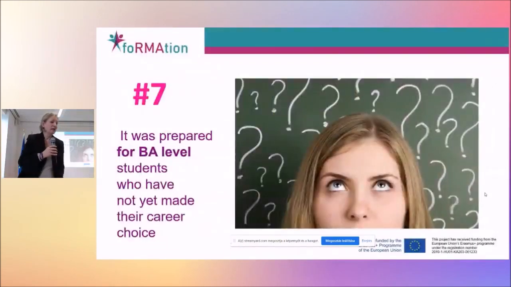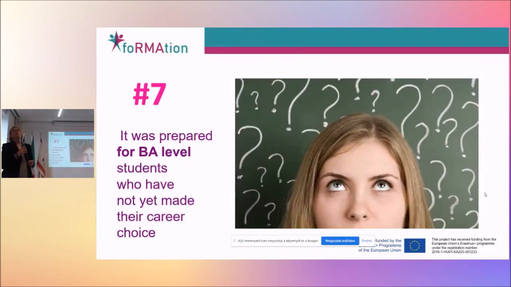And last but not least, reason number 7: the curriculum and the teaching material was prepared for BA level students who have not yet made their career choices. But after accomplishing the modules, they got acquainted with a new profession, the RMA profession.